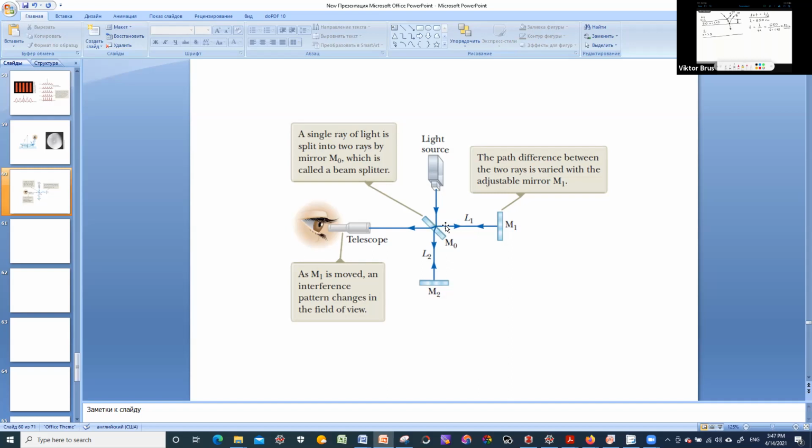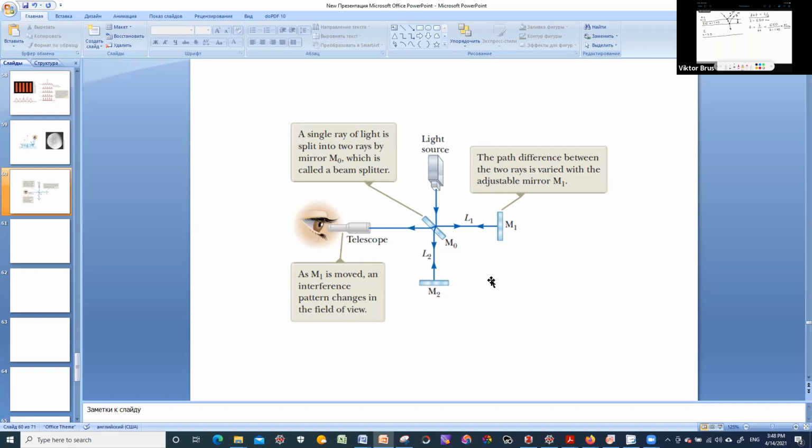Then these two beams are coherent because they were split from the same beam generated by the laser. Coherent means that there is a constant phase shift between them. They meet at this semi-transparent beam splitter again, and the observer, with the help of some optical instrument, telescope, usually some CCD camera as a detector, not just with the eye, observes an interference picture originated from the interference between these two reflected beams from mirror 1 and mirror 2.